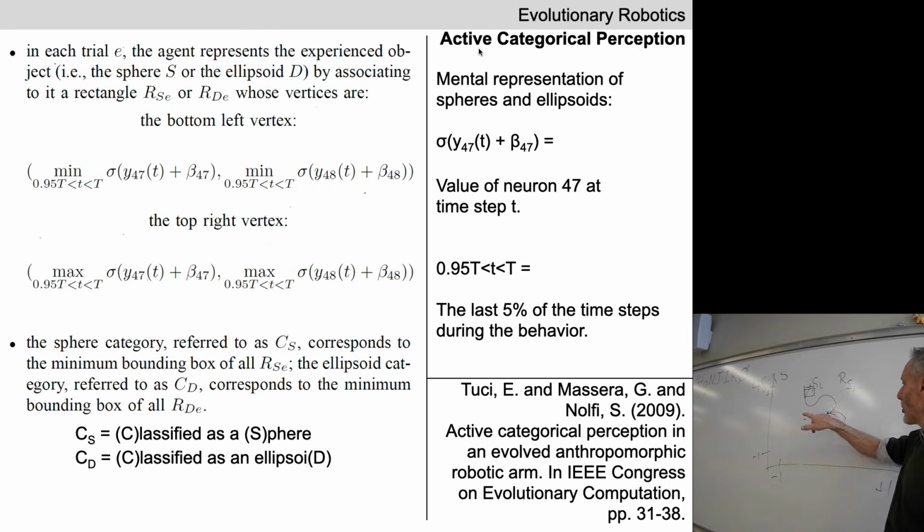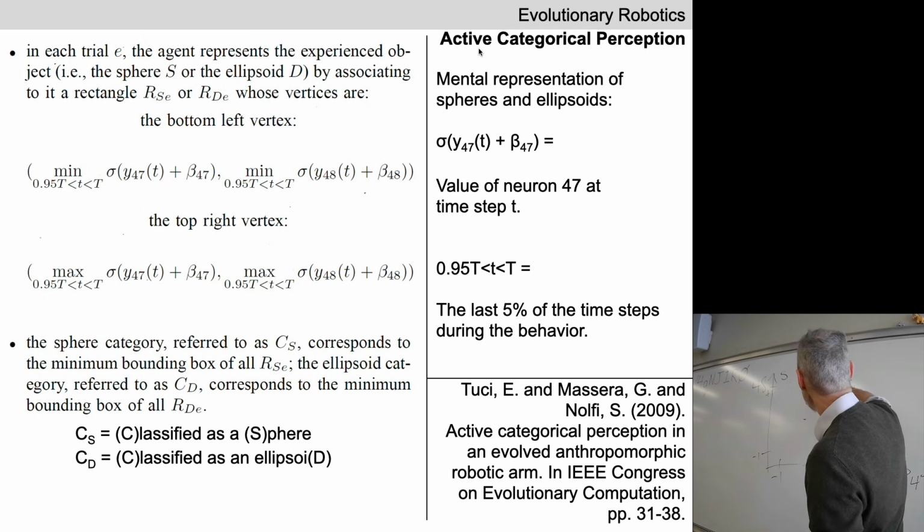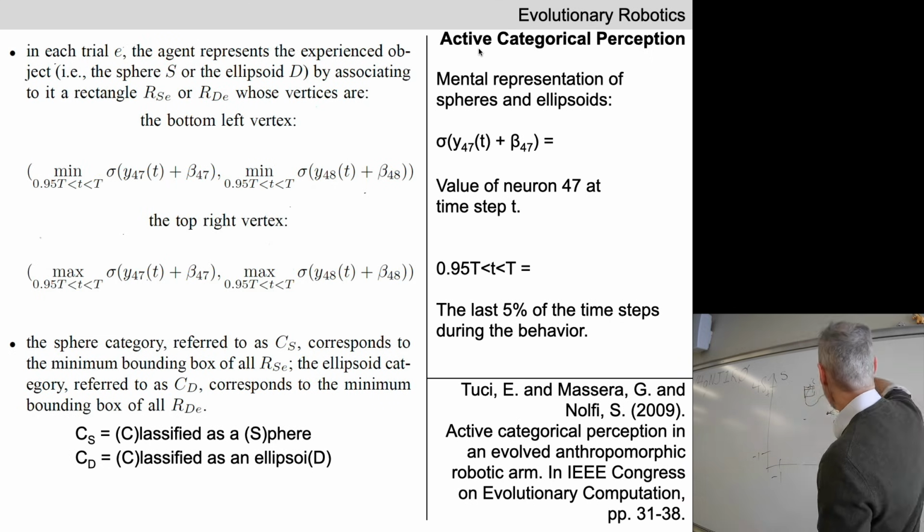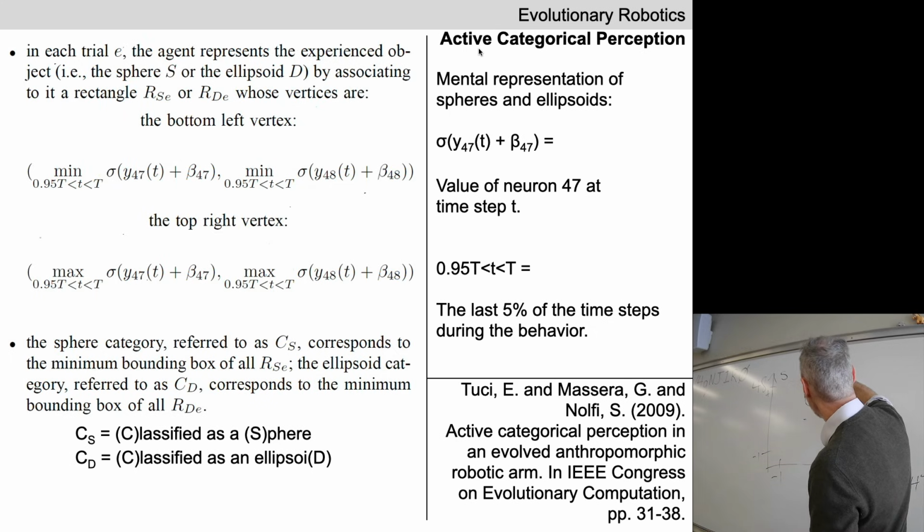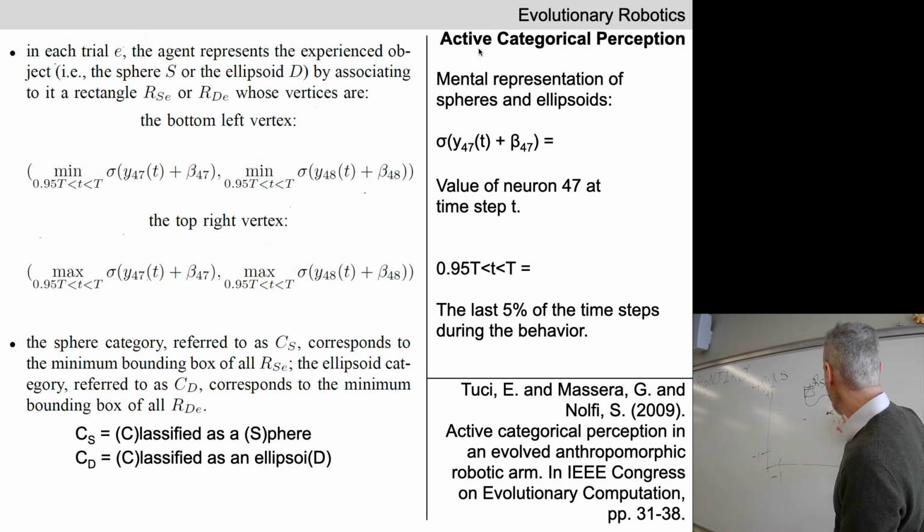So they're giving the robot time. They're giving it a lot of time. The first 95% of the simulation, the robot can do whatever it wants to do. But the goal, from the point of view of the evolutionary process, is to get these bounding boxes to be as separated as possible. So this now is R sub S sub 1. We can create another bounding box for R sub S sub 2, and so on.